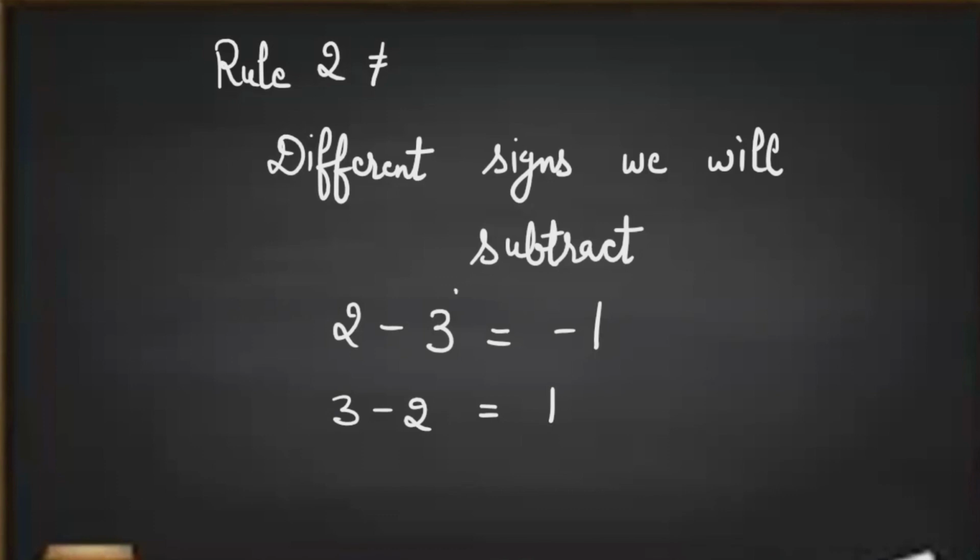So here you can see the bigger digit is 3 and the sign with the bigger digit is negative. That's why in the answer we have put a negative sign. Here the bigger number is 3 and the sign with the bigger number is positive sign. That's why we are getting a positive 1.